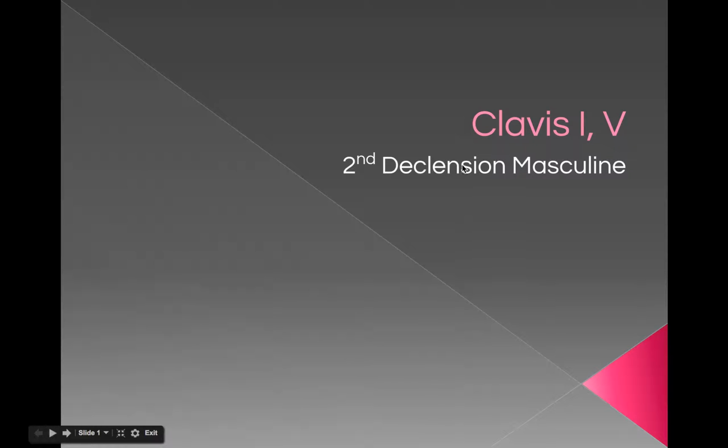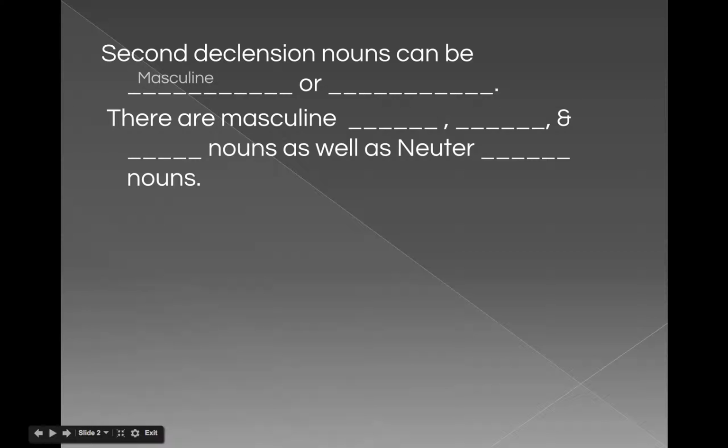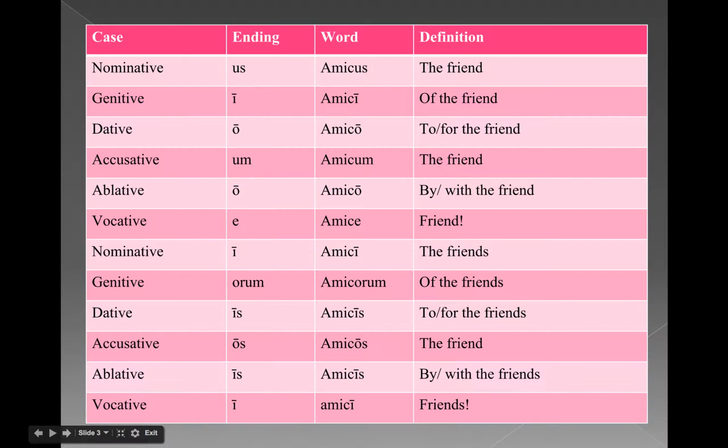So second declension, we've already talked about first declension, and second declension is mainly made up of masculine and neuter nouns. The masculine nouns are known as us, er, or ir nouns, and the neuters are um nouns. We're not going to talk about neuter for a while, so don't worry, just masculine for today. All right, so basically here are your endings. It's us, e, o, um, o, e, orum, is, os, is.